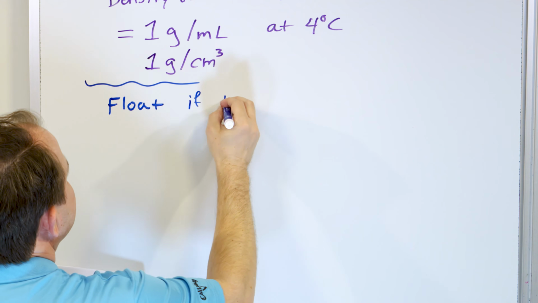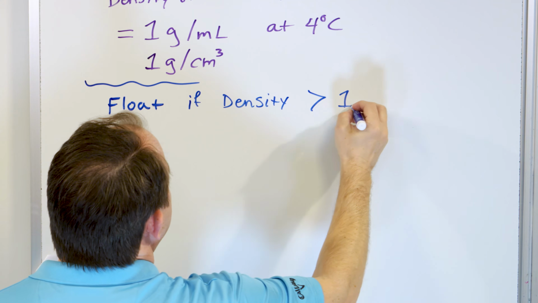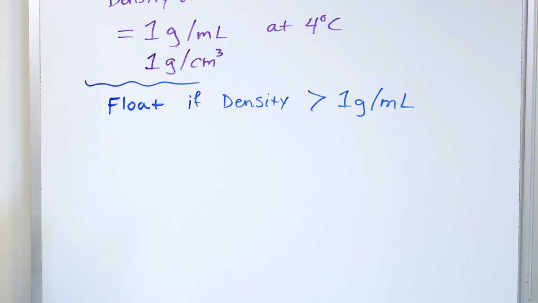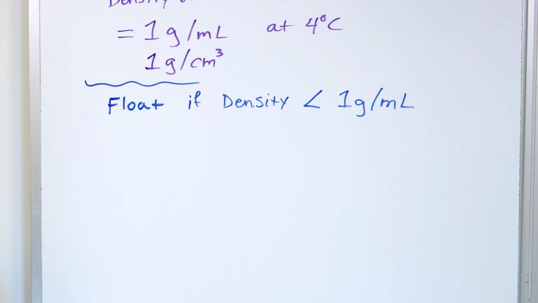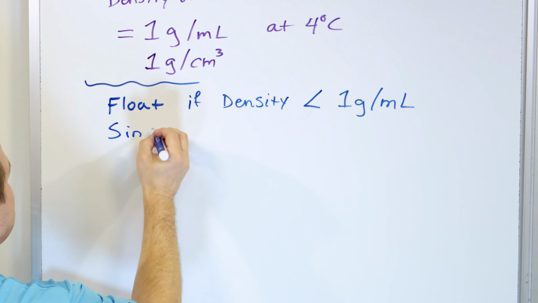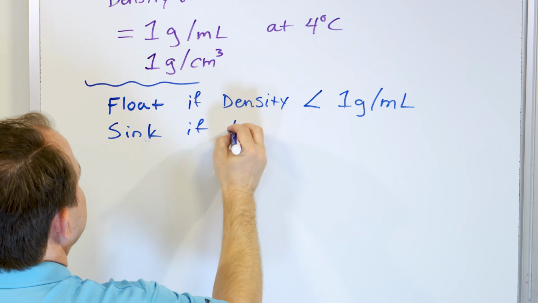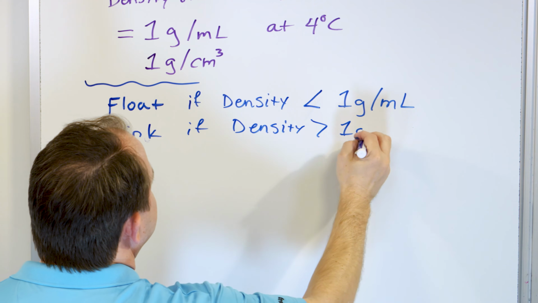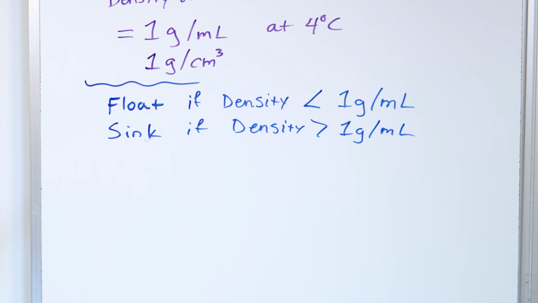An object will float on water, or in any liquid, if its density is less than 1 gram per milliliter, because that's the liquid I'm talking about, water. Sorry, I did that the wrong way. If its density is less than 1 gram per milliliter, it will float. It will sink if the density is greater than 1 gram per milliliter, or 1 gram per cubic centimeter, however you want to specify it.